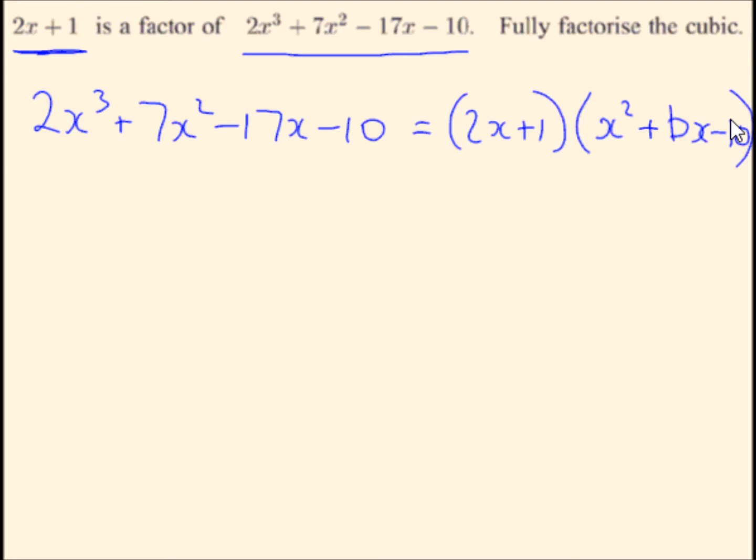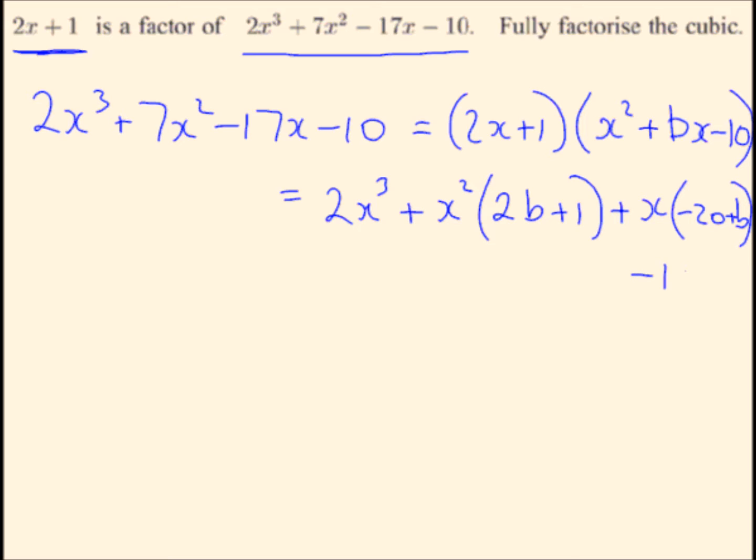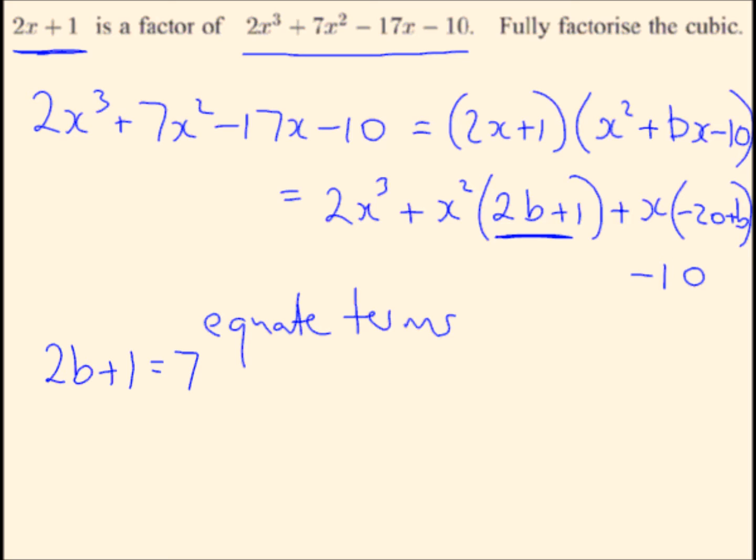I've shown you before there are 3 ways we can expand that. So I'll expand it using one of those techniques, and I end up with that expression there. So now we're going to equate terms from the left and right side. The 2x cubed and 2x cubed, we don't need to use that, but I can use the fact that the x squared term here of 2b plus 1 must equal the 7 over here. And that can be solved to end up with 2b equals 6, and therefore b equals 3.